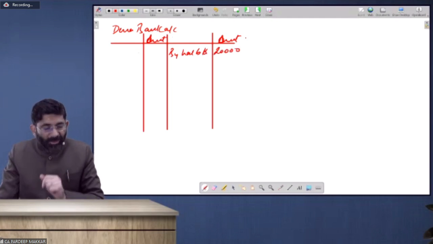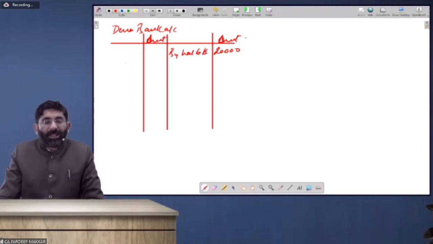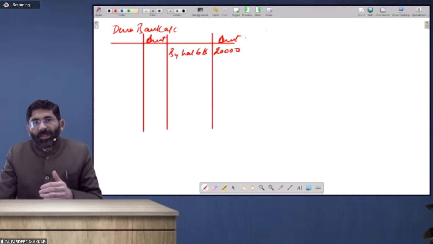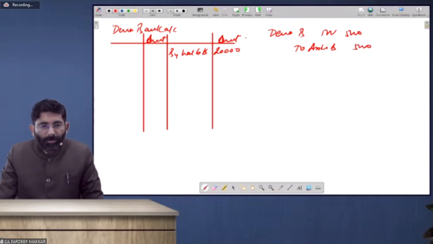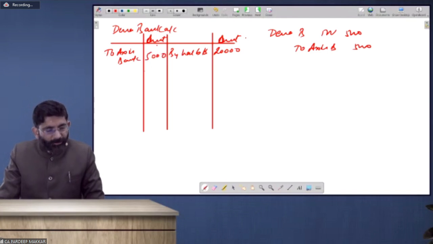Now the Axis Bank balance is also given to you. He says that balance has been transferred to Dena Bank. When the Axis Bank balance is transferred to Dena Bank, it will be a journal entry. Dena Bank is the receiver. So Dena Bank account debit to Axis Bank 5,000 rupees. So this will be the entry passed in this case. In Dena Bank, a contra entry will be there, or you can say the amount has been transferred by closing the account.